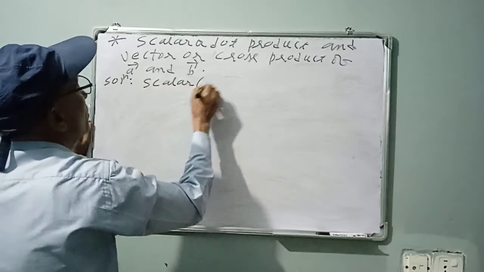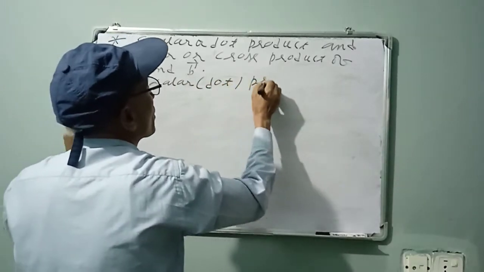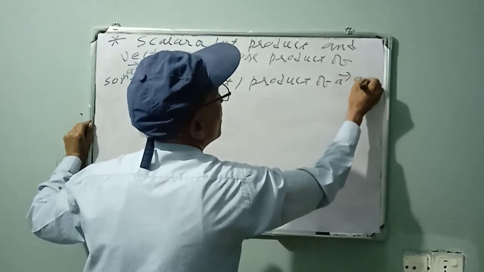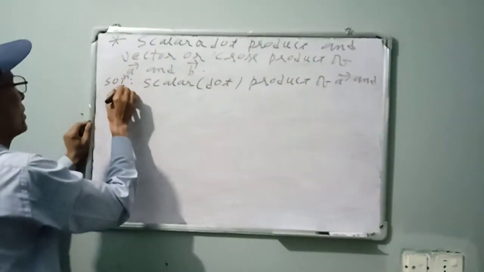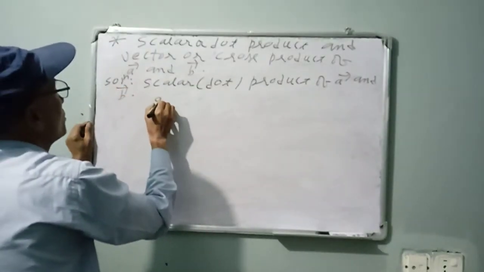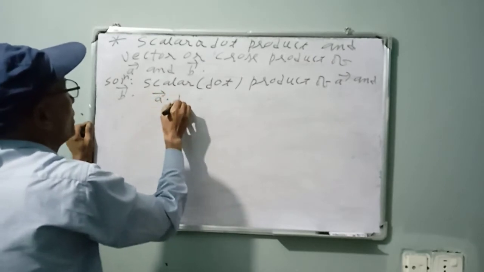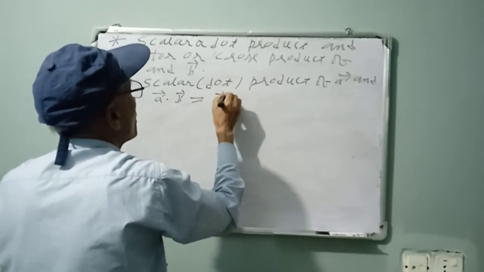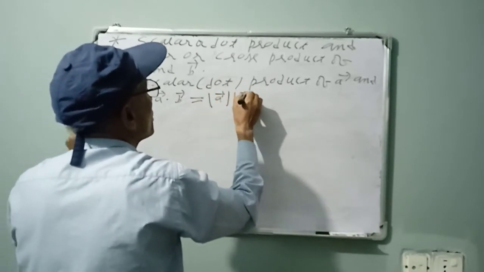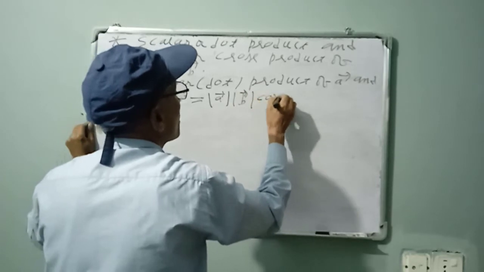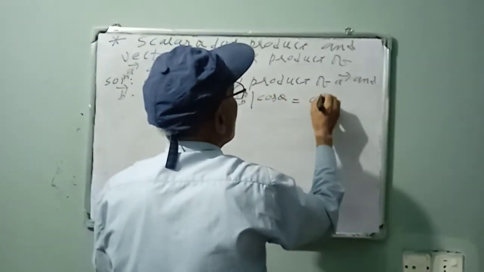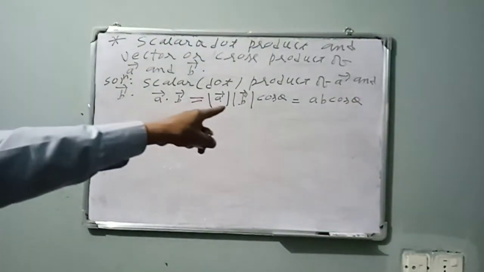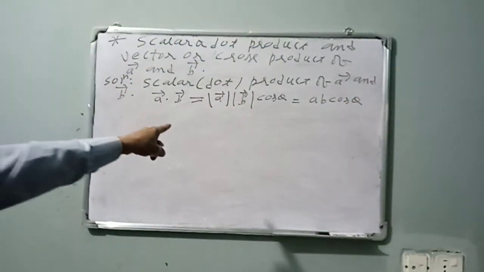Scalar means dot product of vector A and vector B. How to notate it: A dot B equals modulus A modulus B cos theta. Simply we can write AB cos theta. A dot B equals AB cos theta. This one.